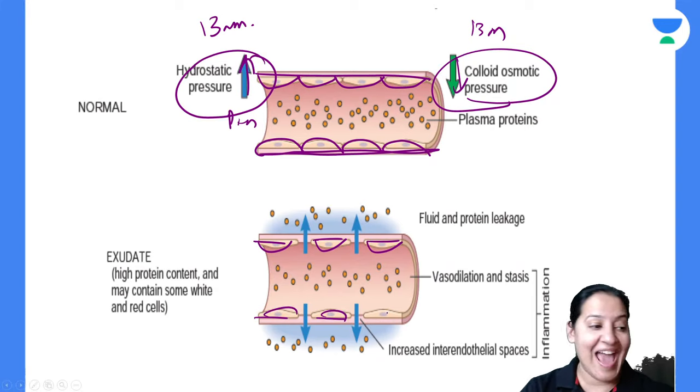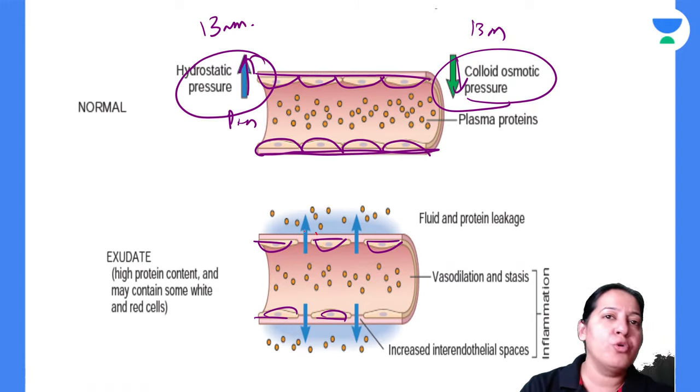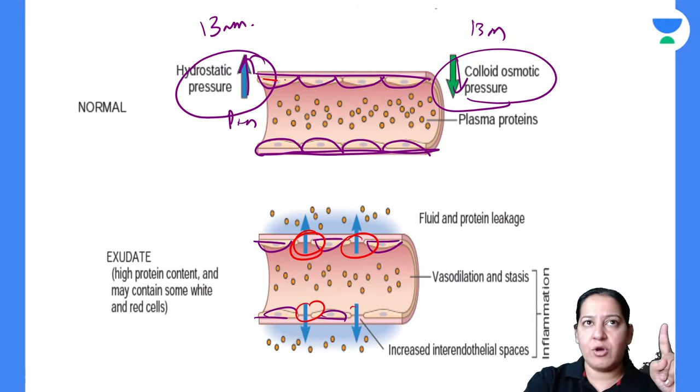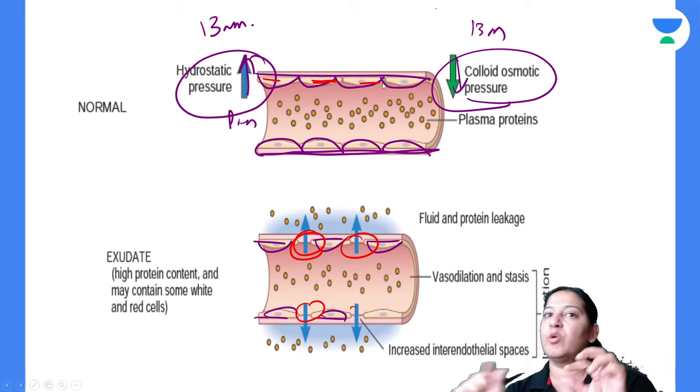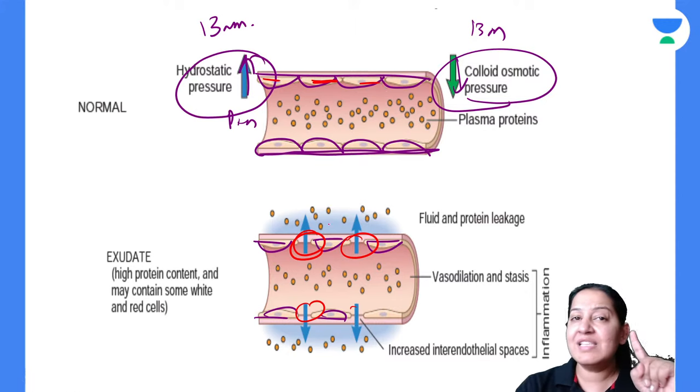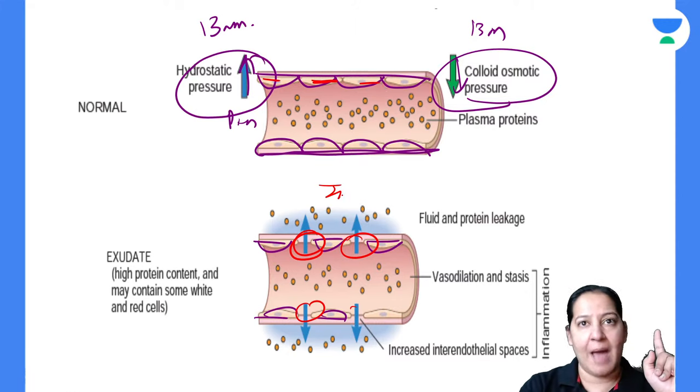Please appreciate the gap between the endothelial cells. I want to show you these gaps. Now the endothelial cells are contracted. This cell is contracted. All the endothelial cells are contracted. So between two adjacent endothelial cells, we have gaps. This condition happens in inflammation.